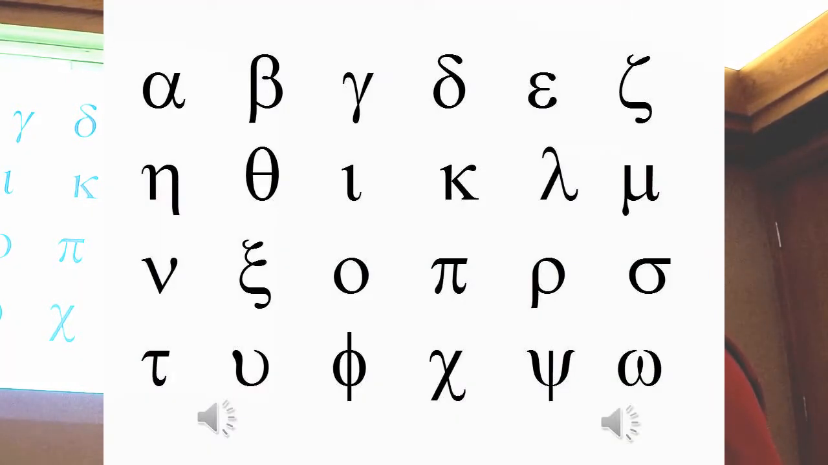Alpha, beta, gamma, delta, epsilon, zeta, eta, theta, iota, kappa, lambda, mu. Nu, xi, omicron, pi, rho, sigma, tau, upsilon, phi, chi, psi, omega.